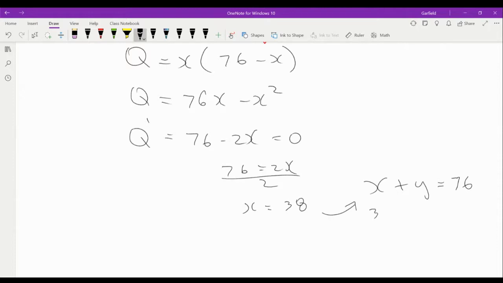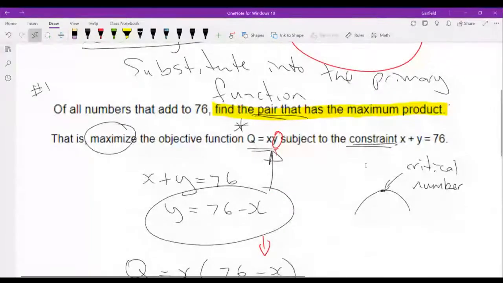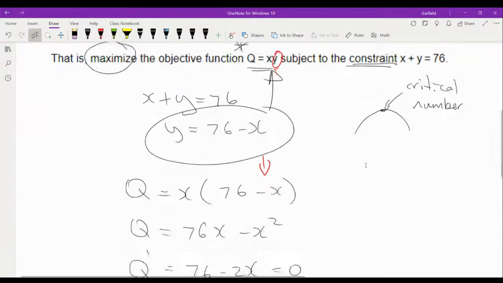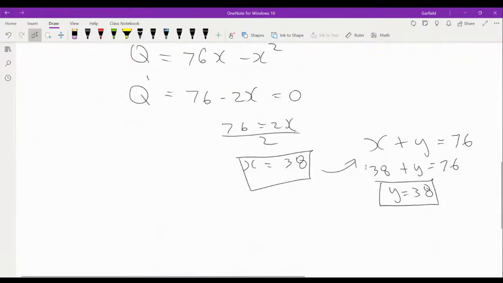So if we substitute for x, and we subtract that, y is also equal to 38. So surprisingly, both numbers come out to be the same. So the pair of numbers here that would produce the maximum product and add up to 76 is 38 and 38.